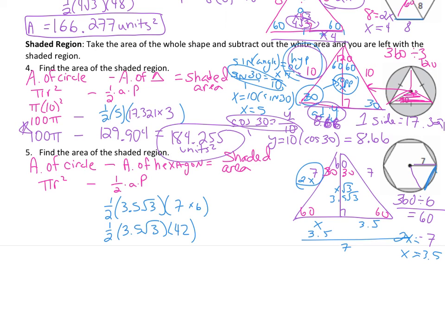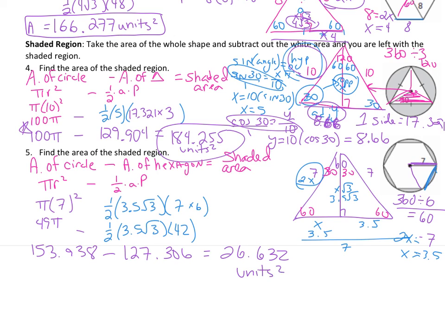Going back to our area of a circle, we have pi r squared. The radius of our circle is the 7 that we were already given, so that's 49 pi minus this other number. So 49 pi gives us 153.938. The other number gives us 127.306. So when we subtract that, I've got 26.632, and that would be units squared since we are dealing with area. Now remember, for the shaded region, you always have to subtract out the part that you do not want. And since we want the gray part, we have to find the whole thing and subtract out the parts we don't want, which is the white area.